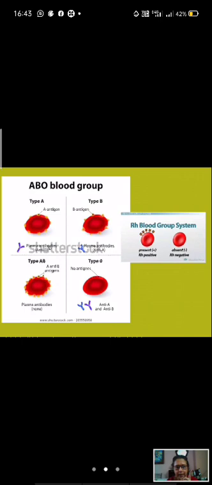And in Landsteiner law 2, if anti-A is present here, then this antigen must be absent here. But as here anti-B is present, B antigen must be absent here. This is the Landsteiner law. Second, this is not applicable for the Rh blood group system.